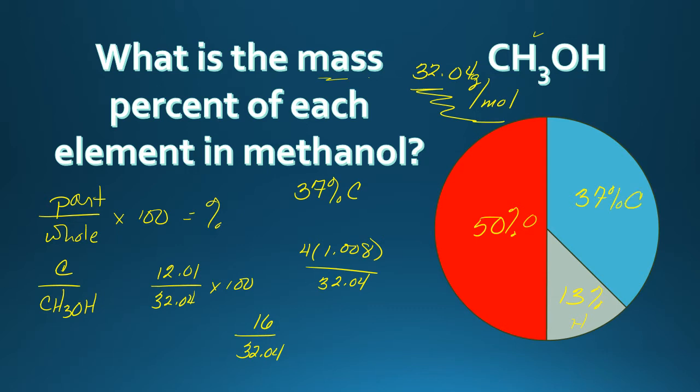Well, there was another way I could have found that. Simply take the maximum number, which is 100, and subtract the sum of these 2 numbers, and guess what? You'll get 50% oxygen because your total has to come up to 100. And that's really all we're going to be doing in these several problems: finding the mass percent of each element, just like I did here with methanol.